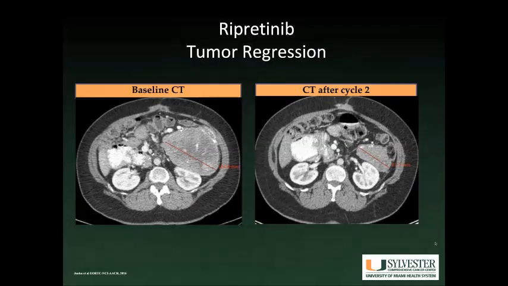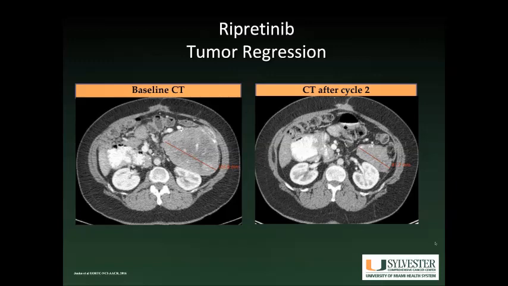So there's another new agent that's in study, and it's an agent called Ripretinib. It's in phase 3 registration studies, and these studies are looking at its activity in second-line therapy after Imatinib, fourth-line therapy after Regorafenib. And what's been discovered is that it's highly active in situations where a patient's GIST is resistant to other known kinase inhibitors.